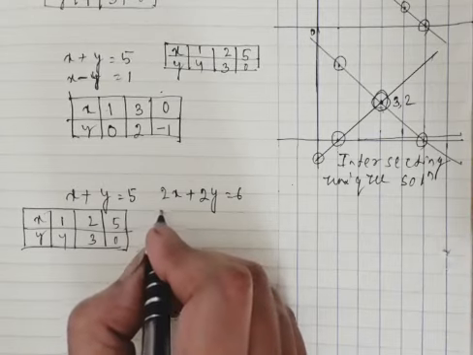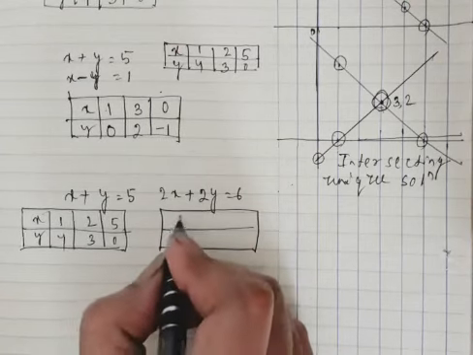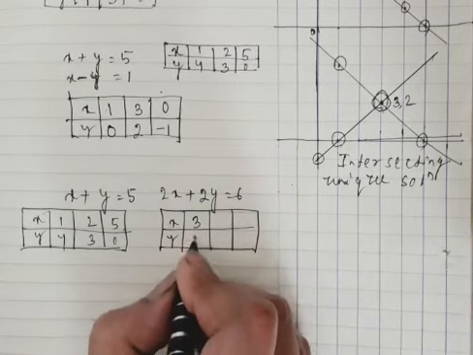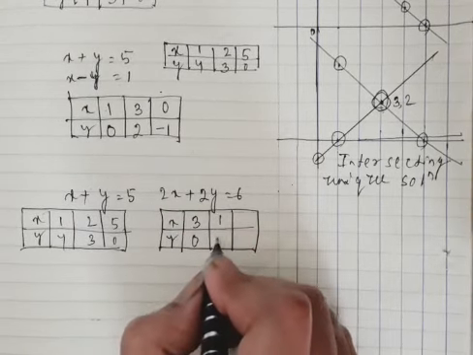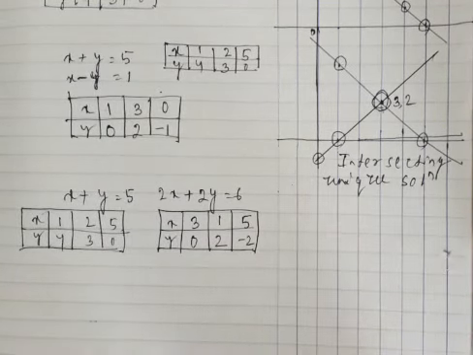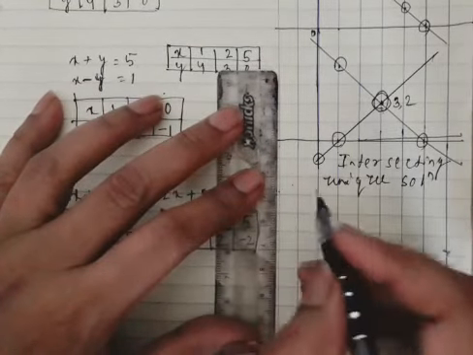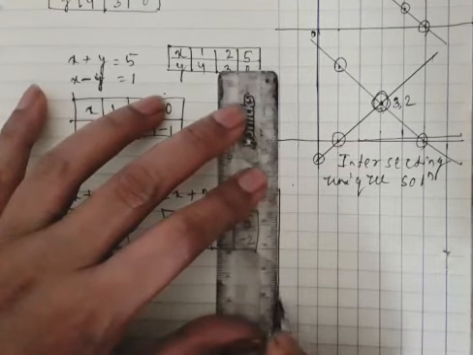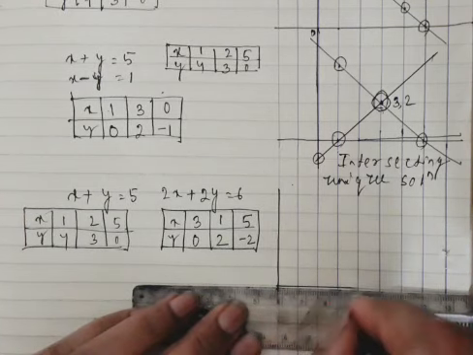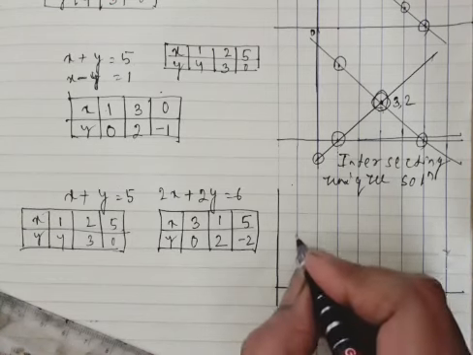And the second one: 3, 0; 1, 2; 5, -2. Now let us draw the graph. Let us draw. Okay, so 1, 2, 3, 4.